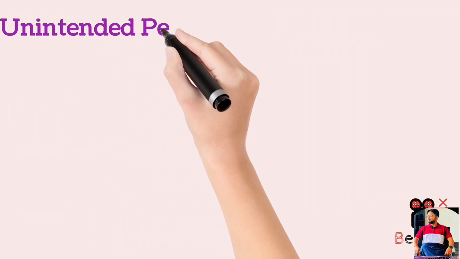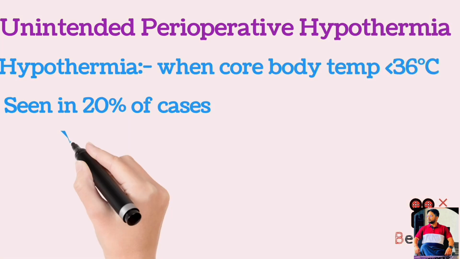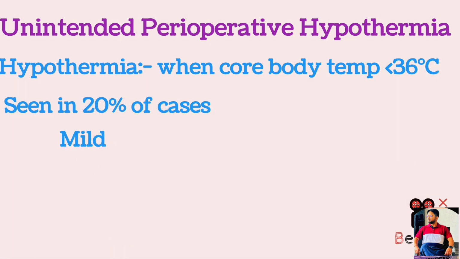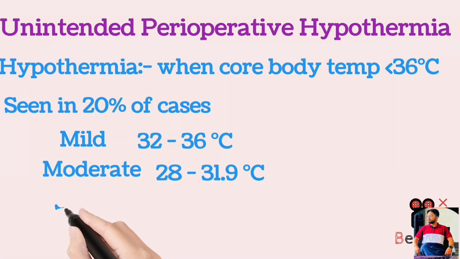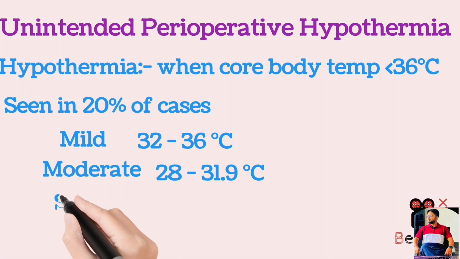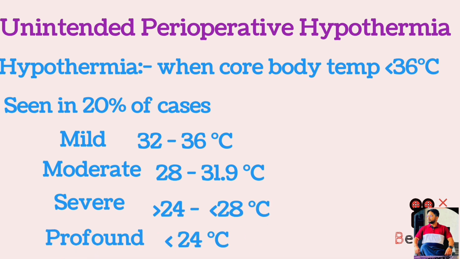About 20% of patients undergoing surgery experience unintended perioperative hypothermia. When the core body temperature is less than 36 degrees centigrade, it is called hypothermia. Hypothermia can be classified as mild when the temperature is between 32 to 36 degrees centigrade, moderate when the temperature is between 28 to 31.9 degrees centigrade, severe when the temperature is less than 28 degrees centigrade, and profound hypothermia when the temperature is less than 24 degrees centigrade.